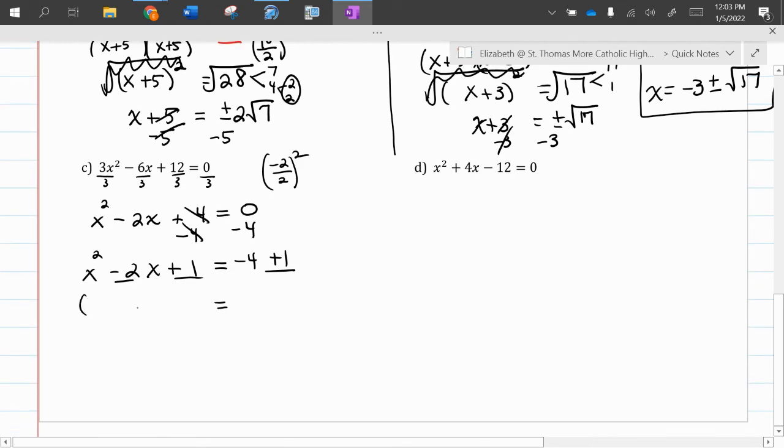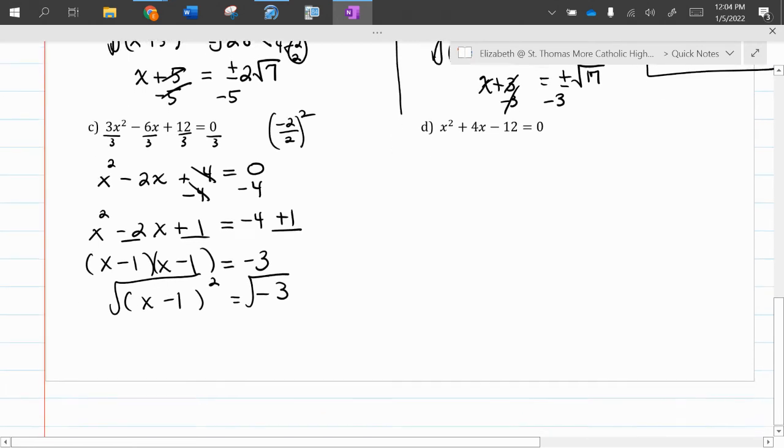Okay, and on this side, I'm going to factor this trinomial. That's going to be x minus 1 times x minus 1. And on the other side, negative 4 plus 1 is negative 3. Okay, and then I'm going to write this as a perfect square. X minus 1 squared equals negative 3. And so I can take the square root of both sides.